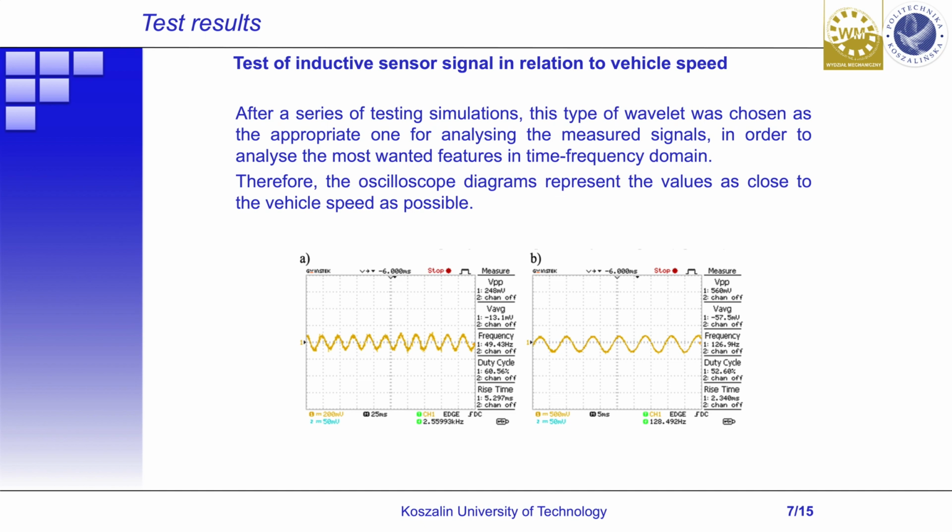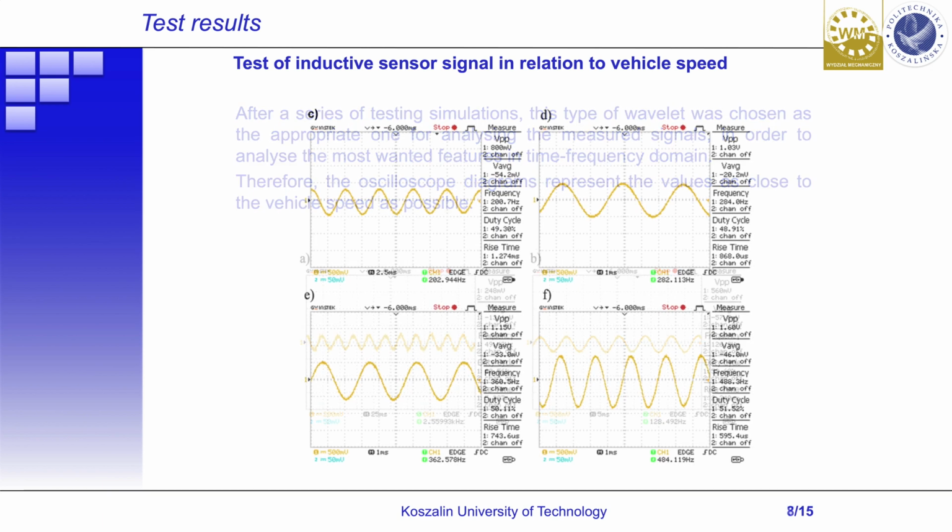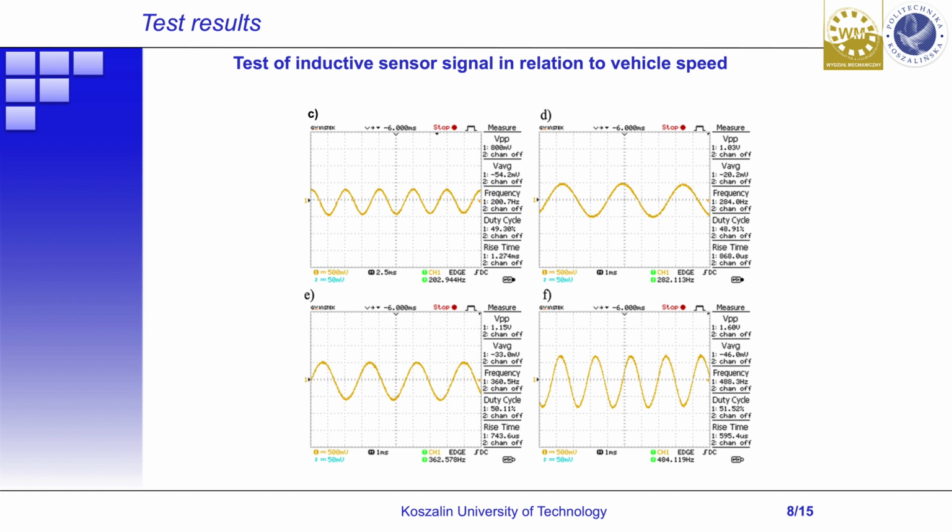In figure A, speed 12 km/h. In figure B, speed 31 km/h. In figure C, speed 50 km/h. In figure D, speed 70 km/h. In figure E, speed 90 km/h. In figure F, speed 120 km/h.